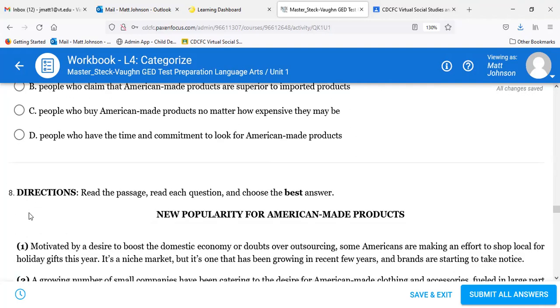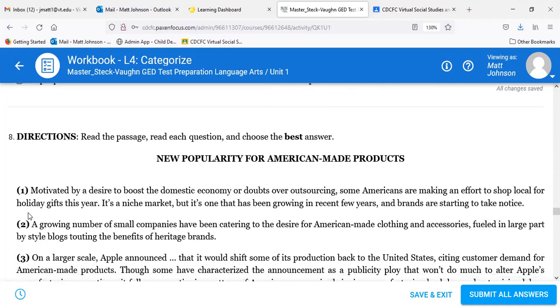Okay, and one last passage here. I think we'll have four questions to go along with this one. So the title, dealing with American-made products still: New Popularity for American-Made Products.